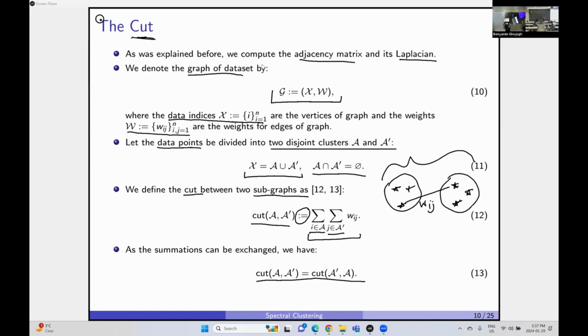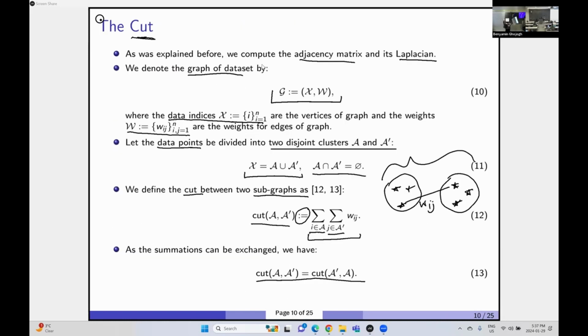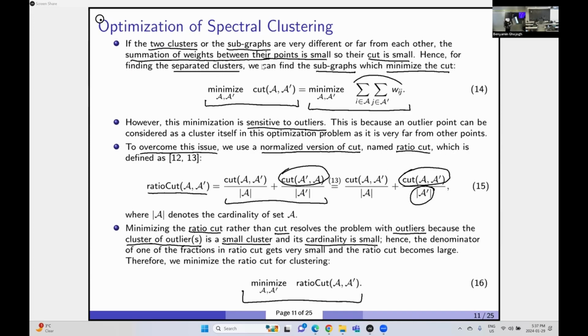Why is Wij larger for shorter distances? Isn't it more common to? Wij is a measure of similarity. It's a measure of similarity. As a result, the less the distance, the more similar they are. So then, as I said, we minimize the cut.